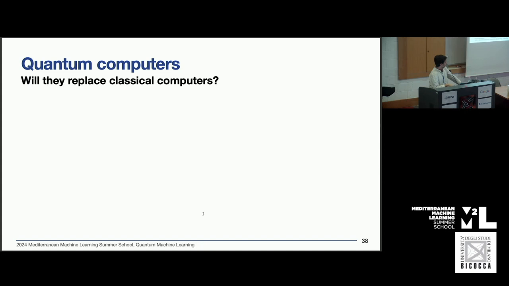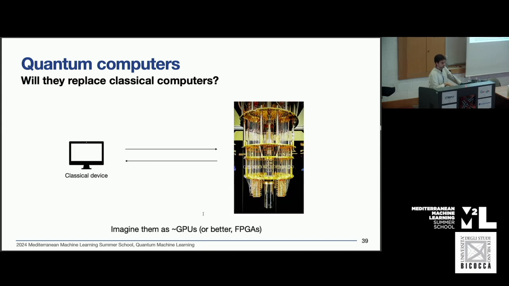Overall, do we expect quantum computers to replace classical computers? That's also a legit question. And the answer is no. With a quantum computer, you can do everything that a classical computer can do, but it is not necessarily faster. So the single operations are slower. It's just that you can perform some tasks with asymptotically fewer operations.